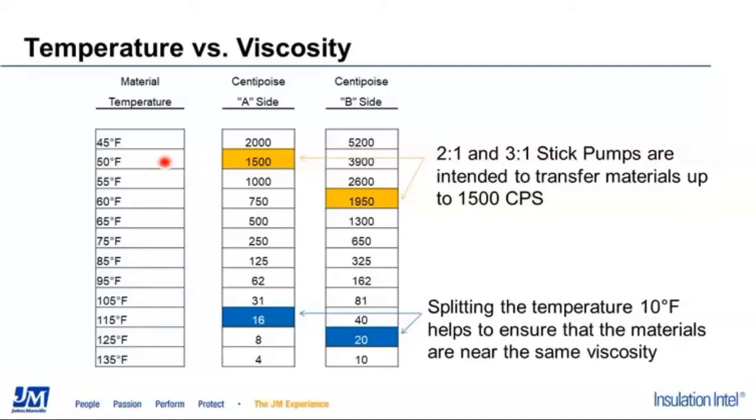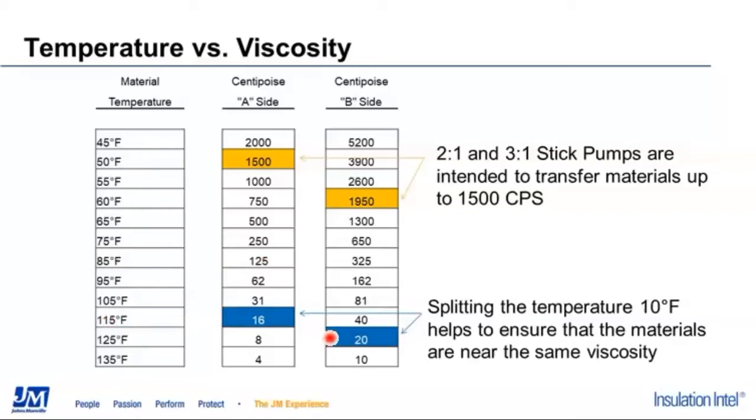As we warm up the fluids, notice that as we go from 75 to 85, the viscosity cuts in half. A side goes from 250 to 125, B side 650 to 325. We carry that on up, and as we hit 115 degrees, the viscosity of the A side is now only 16 centipoise. That's a material that's relatively thin, lends itself well to good atomization, to good mix. But rather than stopping the B side at the same 115 degrees, we're going to go ahead and take that B side from 115 to 125 degrees.